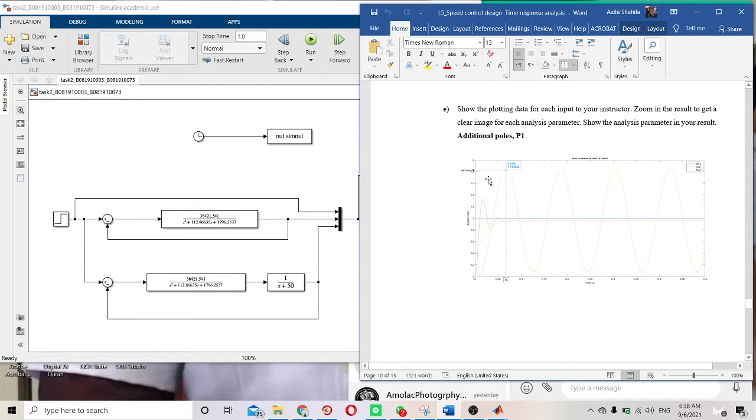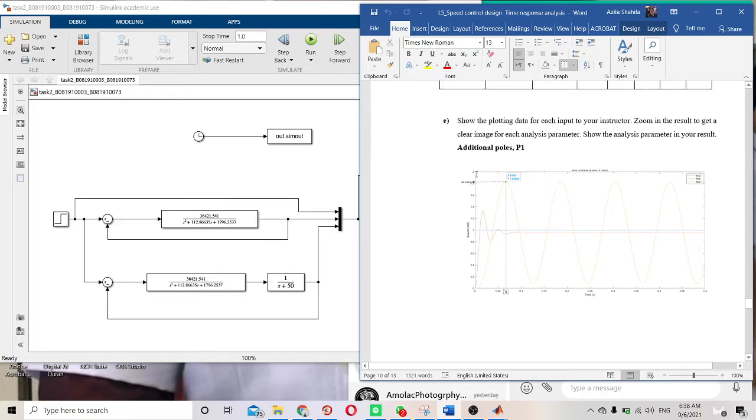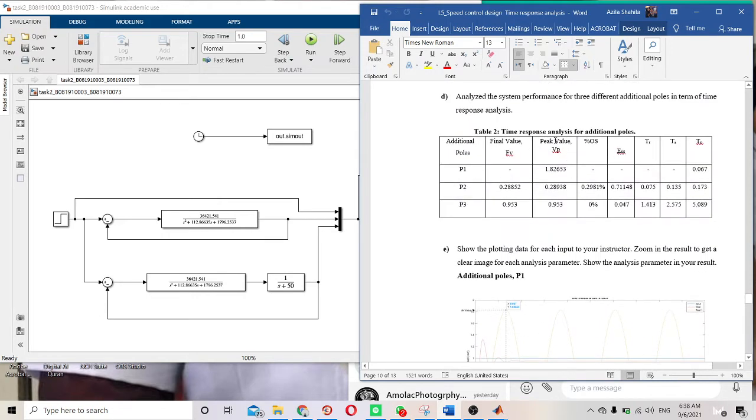Okay, as we can see, we got an undamped system. You can see we got the peak value here and the TP value.